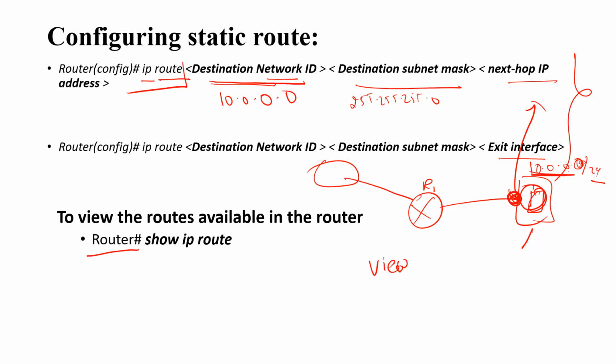We are just viewing the configuration. So in those cases, we use privilege mode. Only the hash symbol is there, right? In the privilege mode, we can check show IP route. If you give show IP route, it will show all the static routes which are available in the router. Okay, is it clear? How to configure the static route and how to verify the static routes.